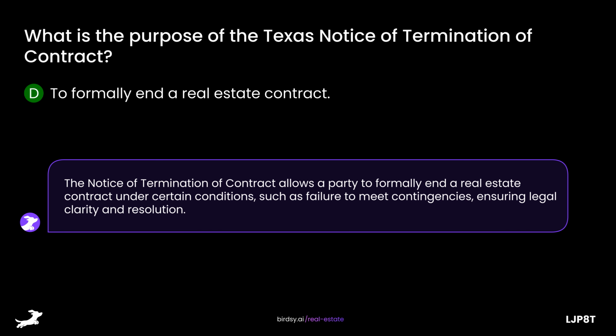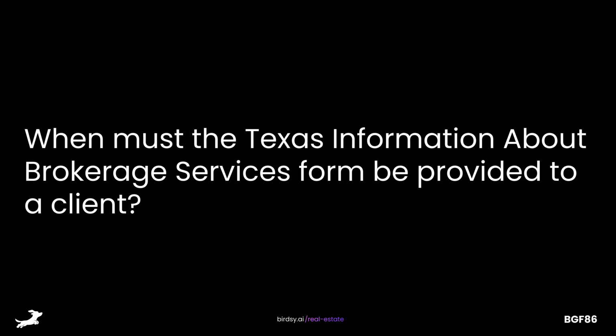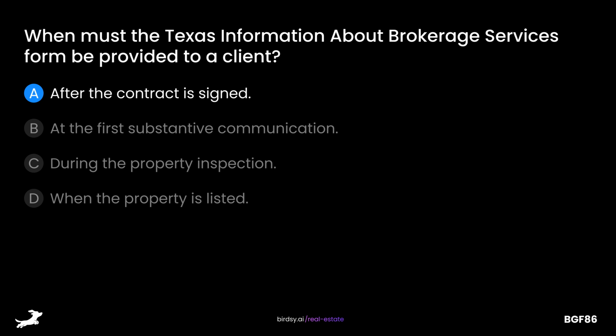The Notice of Termination of Contract allows a party to formally end a real estate contract under certain conditions, such as failure to meet contingencies, ensuring legal clarity and resolution. When must the Texas Information About Brokerage Services form be provided to a client? Is it A, after the contract is signed, B, at the first substantive communication, C, during the property inspection, or D, when the property is listed? The answer is B, at the first substantive communication.